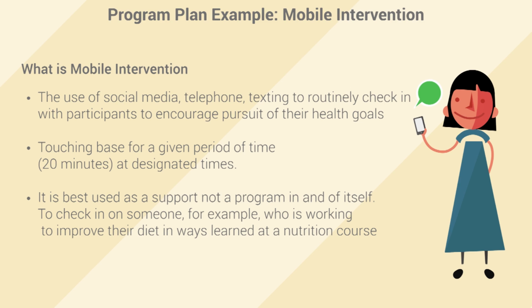And we'll come back to this in a minute, but what we have found is that the mobile intervention works best as a support for something that's already in place. And so if somebody has a health goal of eating so many servings of fresh fruits and vegetables a day, they've already come up with that goal. And what the mobile intervention does is provide additional support for them to achieve that goal.